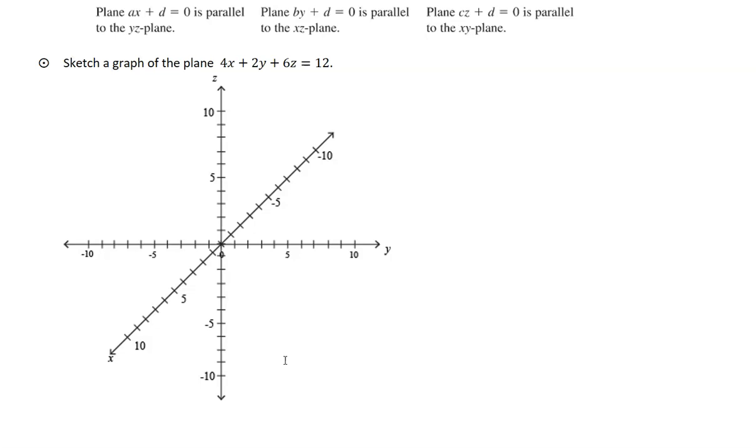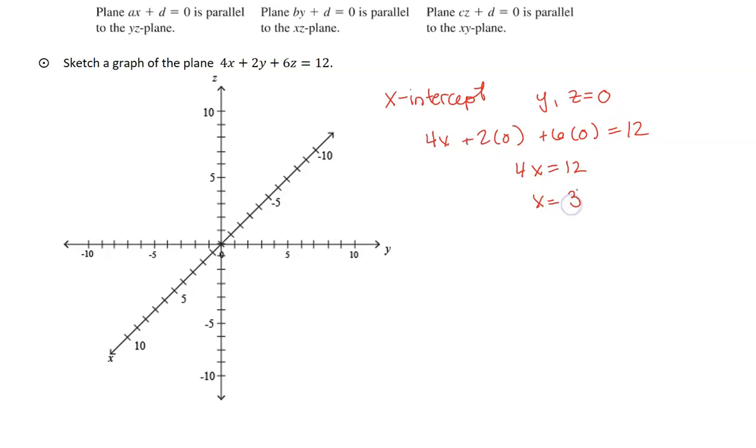So what I'm going to do first of all is locate the x-intercept, the y-intercept, and this may be a little new, the z-intercept. But it's really straightforward. So to find the x-intercept, which we'll do in red, we will set y and z equal to 0. So 4x plus 2 times 0 plus 6 times 0 equals 12. So we have 4x equals 12, or x equals 3.